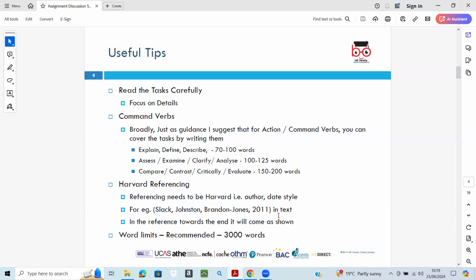And here, if we have one author, then it would be the name and the year. Here we have three authors, so we have mentioned the names of the three authors and the year. And if we have four or more than four, then we will use et al., and in the reference towards the end it will come as shown.